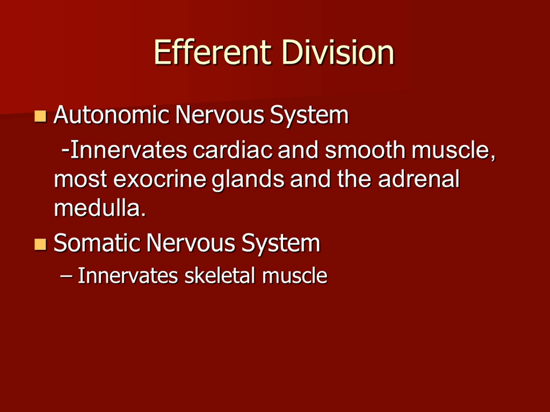The big difference between these two is somatic is voluntary. So what kind of muscle does it primarily control? Skeletal. And then autonomic is automatic, so it's involuntary. What two types of muscles does it primarily control? Smooth and cardiac.